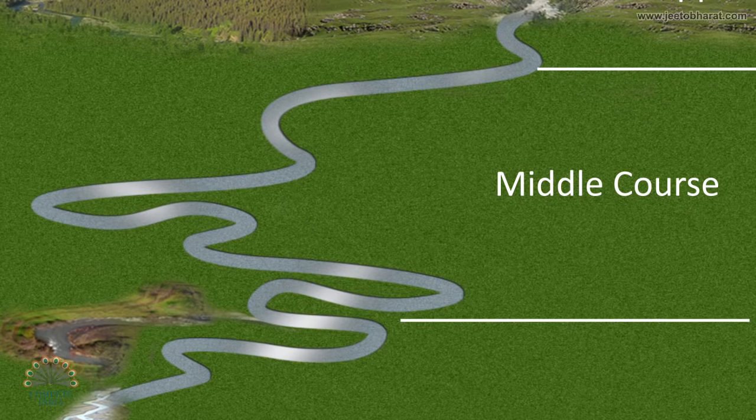Second is the middle or the valley course where floors are wider and the sides of the valley are more gently sloping. Here, the velocity of the river is slower than the upper stage. Meanders are typical landforms found in this stage of the river.